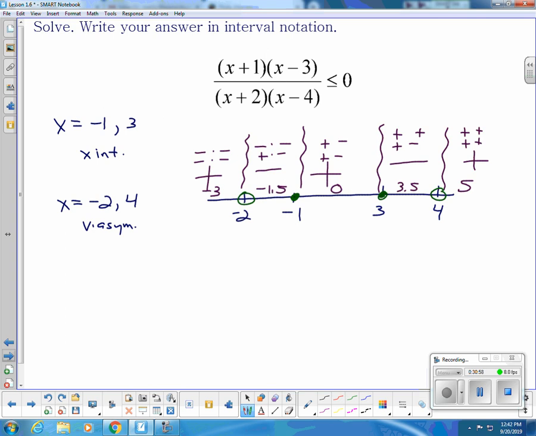The question is asking what? For positives or negatives? Negatives, because it's below 0 there. Or equal to 0. So negative region here, -2, -1. Curve at -2, squared at -1. This cannot be 0. This doesn't exist on the graph. Negative over here is squared at 3, curved at 4.